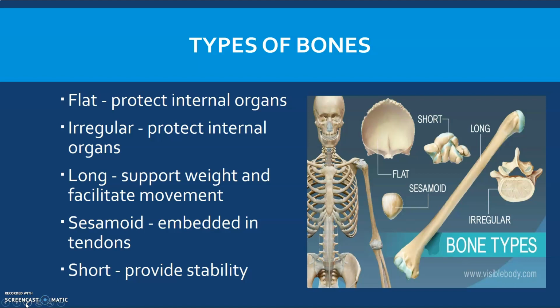And then we have short bones, and these provide stability. They're located in the wrist and ankle joints. Examples include the tarsals in the ankles and the carpals in the wrist.